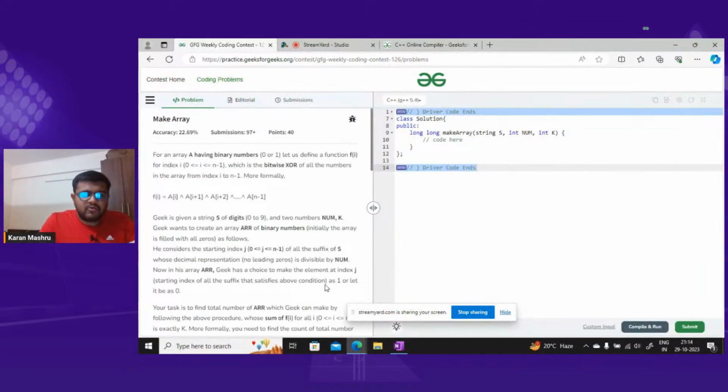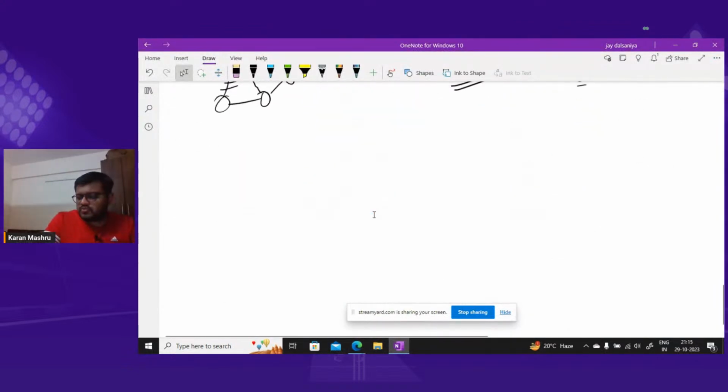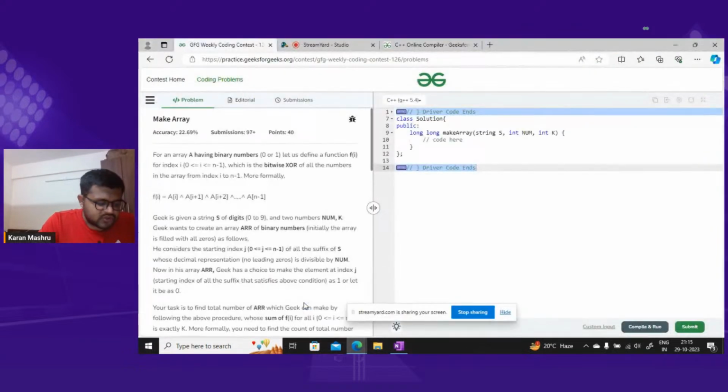Okay, make array. So now first of all, let me tell you about this question. The fourth question, or let's go line by line because there are a lot of things. We will also conclude the question at the end. For an array A having binary numbers 0 and 1, let us define a function f of I for index I, for all I between 0 and n minus 1, which is the bitwise XOR of all the numbers in the array from I to n minus 1. More formally, f of I equals a of I XOR a of I plus 1 XOR a of I plus 2 up to XOR a of n minus 1.